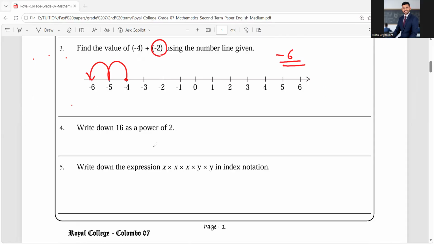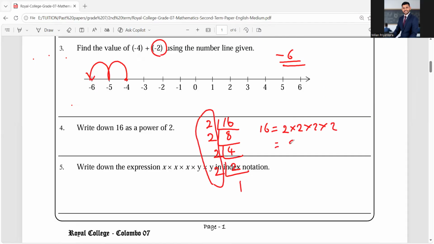Let's go to question number 4. Write down 16 as a power of 2. When you have to write like this, you have to divide 16 by 2 multiple times, right? So 16 divided by 2 is 8. Again divided by 2 is 4. Again divided by 2 is 2. Again divided by 2 is 1. So you have to keep dividing until you get 1, right? Therefore, you can write 16 is equal to 2 into 2 into 2 into 2, because there are 4 2's here. Then you write 2 to the power 4. Okay, this is the answer, right?